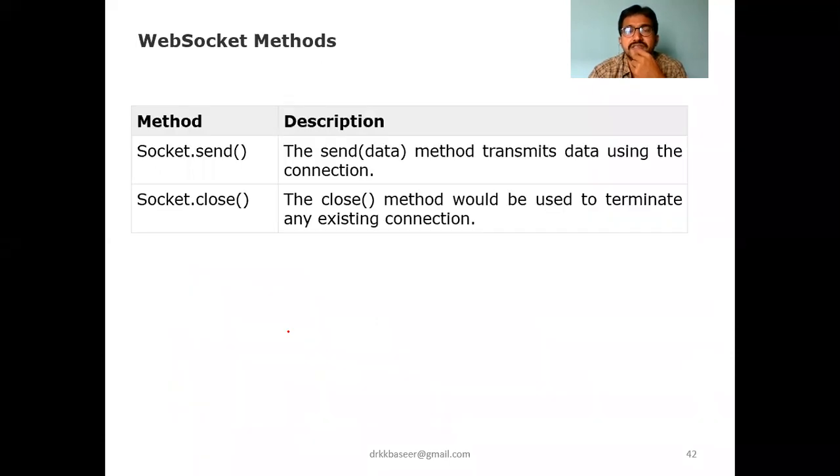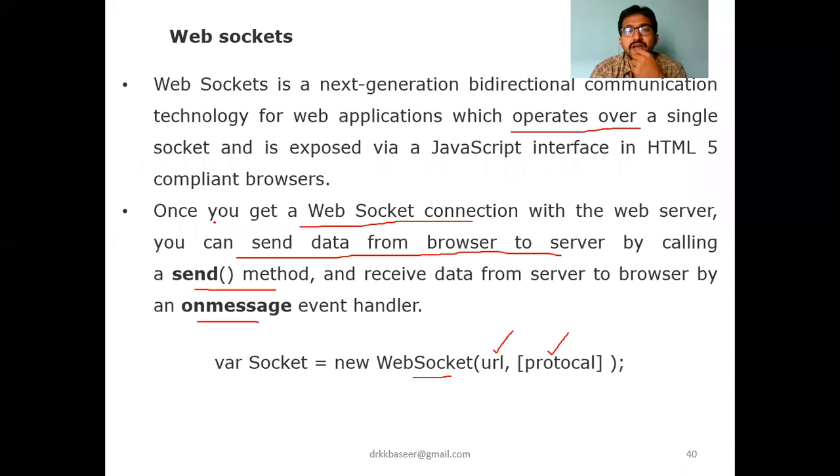Now this WebSocket also has some methods, as I said: to send the data, socket.send; to close the socket, socket.close. These are the two different methods available in WebSocket. Now, roughly, WebSockets are mainly for bidirectional communication with web applications.